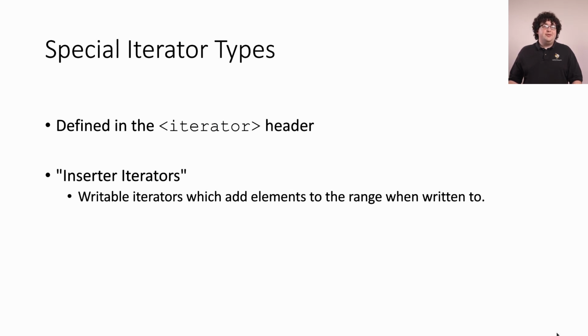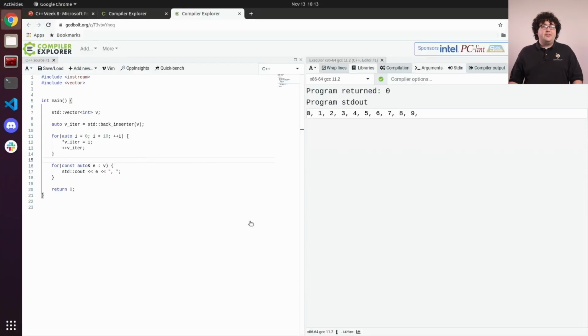Perhaps the most commonly used inserter is the back inserter. To construct a new back inserter, we give it a reference to the container we want to append to. Every time we write a value to this iterator by dereferencing and assigning to it, that iterator will append our value to the end of the container. So, in this example, we're looping from 0 to 9 and appending each number to the vector v. When that loop is done, we can see all 10 values have now been added to our vector.